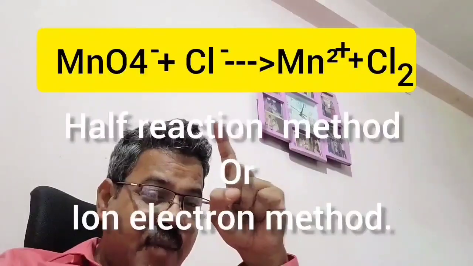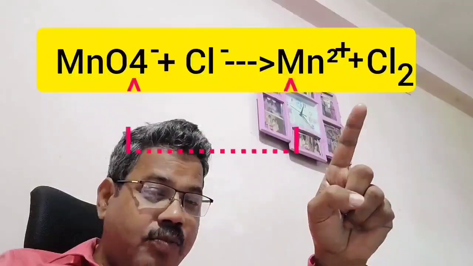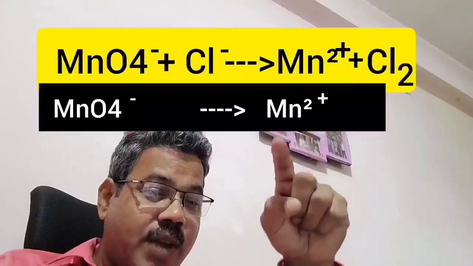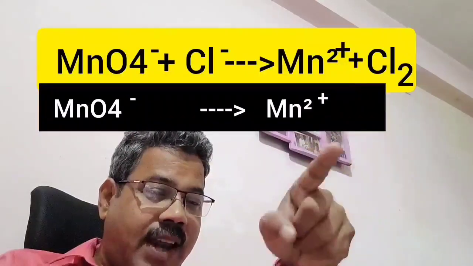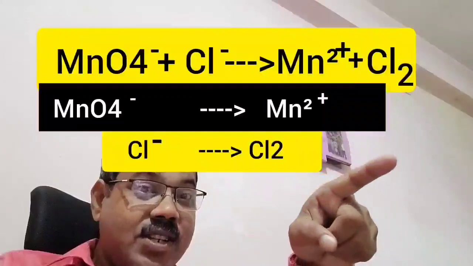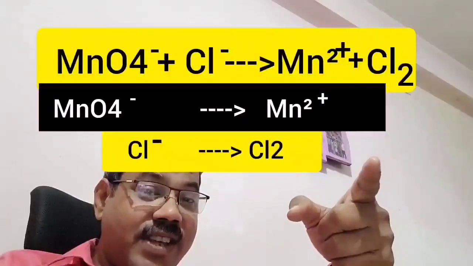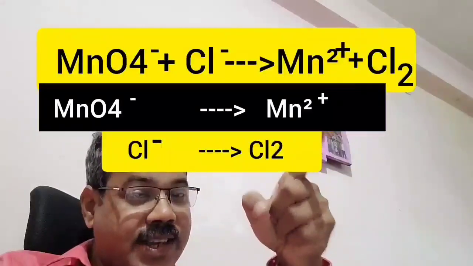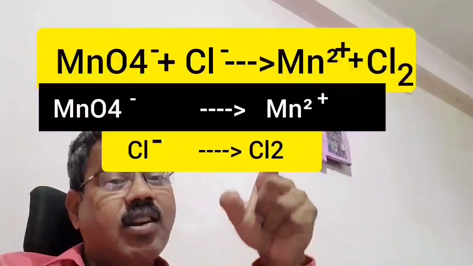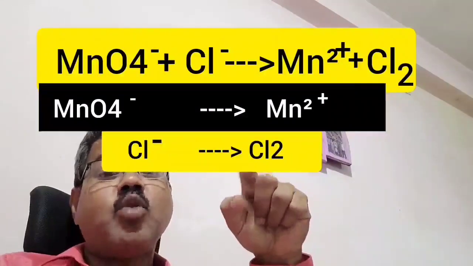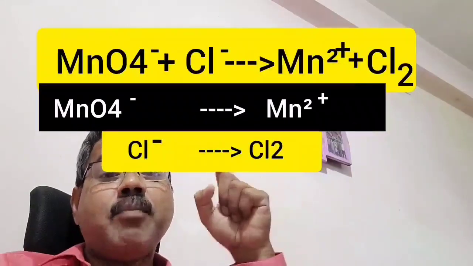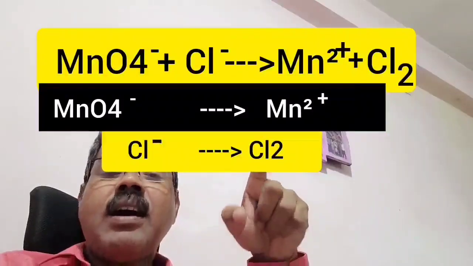One is MnO4 minus gives Mn2 plus. This is one half reaction. We have to balance by ion electron method. Another one is Cl minus gives Cl2. That is another half reaction. We have to balance it also by half reaction method or ion electron method. Then we have to add those two equations by multiplying suitable numbers.